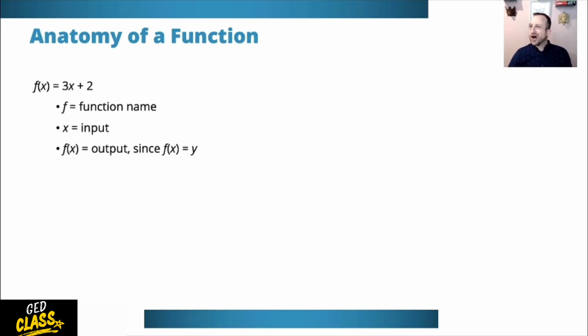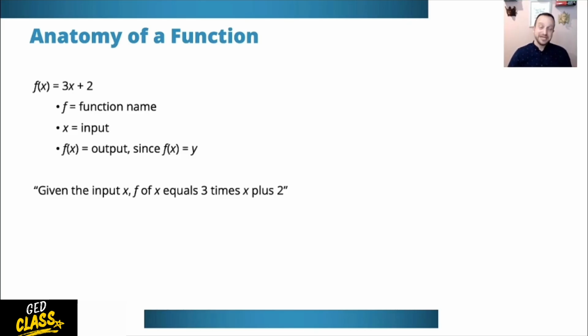result. Often we just shorthand f of x and call it a y value. This is the dependent variable. X is the independent variable. So given an input of some independent variable x, we get out an output of something. In this case, 3x plus 2, which is our y value.